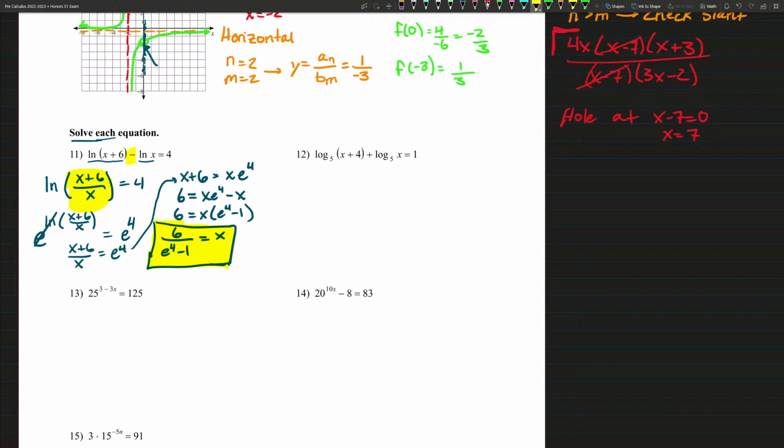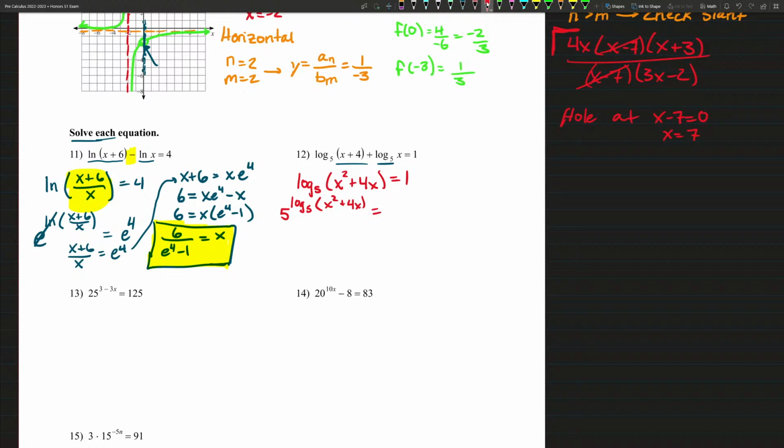Number 12 is similar, except it's not natural log, it's just a different base. So we see 2 logs on the same side, so we need to combine them. When we combine them, we're going to have log base 5 of x times x plus 4, which is x squared plus 4x. In order to get rid of the log base 5, we're going to take everything as an exponent of 5.